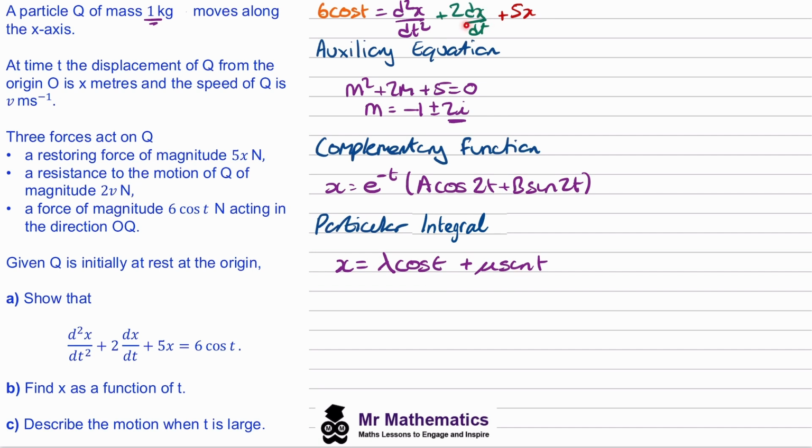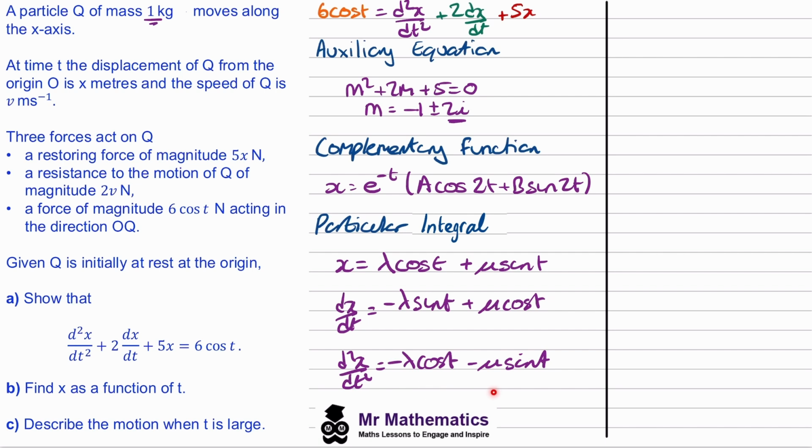We have a dx by dt term, so we'll find dx by dt. This will give us negative lambda sin t plus mu times cos t. And then we'll find d squared x over dt squared. This will give us negative lambda cos t minus mu sin t. And then we'll substitute each of these back into our differential equation.